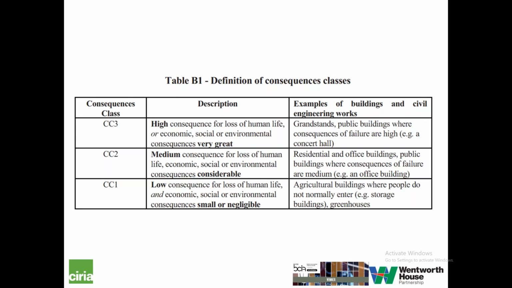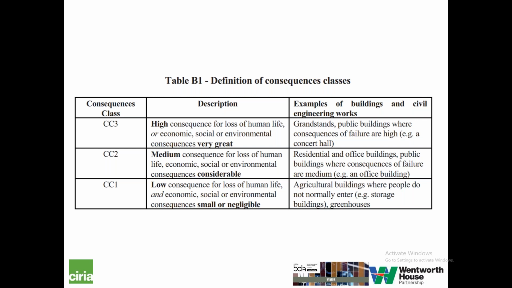CC3, there's a high consequence of loss of life, or there are great economic consequences, and they give examples there of grandstands and public buildings. Medium is what most items fall into, so there's a medium loss of life and considerable economic consequences. And there they put residential and office buildings, public buildings, etc. And then you have low consequences, which again are typically agricultural buildings.